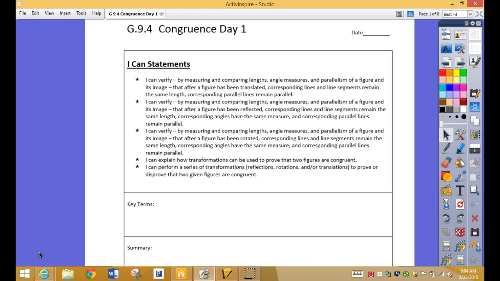I can describe the changes occurring to the x and y coordinates for a figure after a dilation. That'll be later this week. That's what we're going to be working on: congruency and dilations.